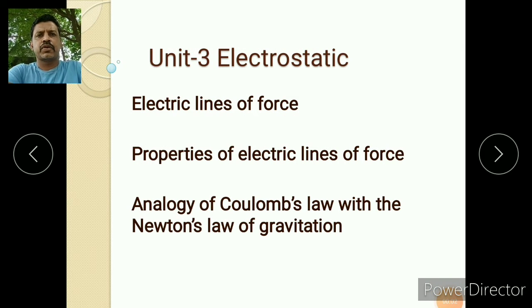Hello friends, now we see Unit 3, Electrostatics. In this part we see the electric line of force, the properties of electric line of force, and the analogy of Coulomb's law with Newton's law of gravitation.